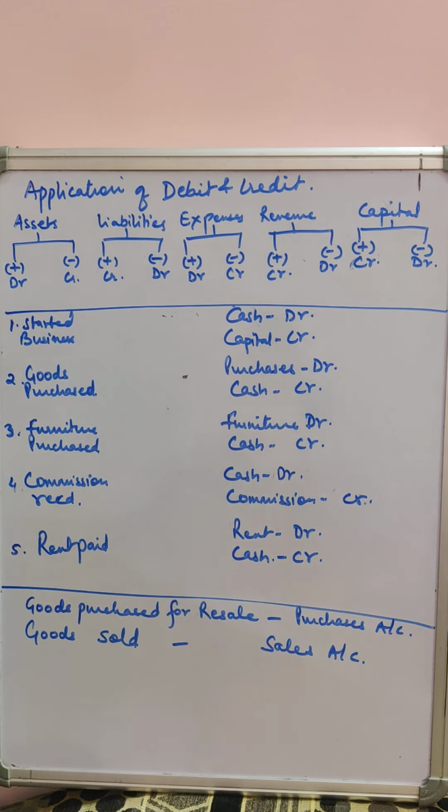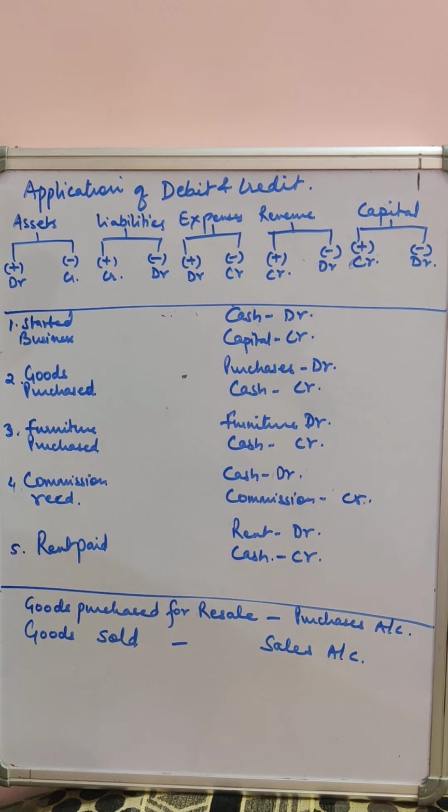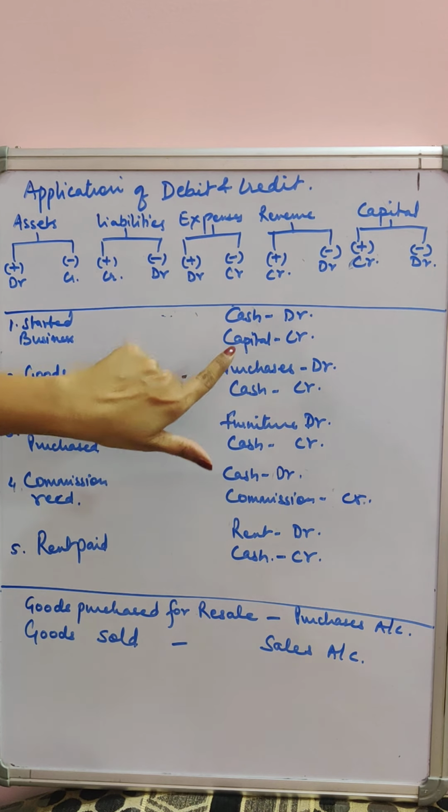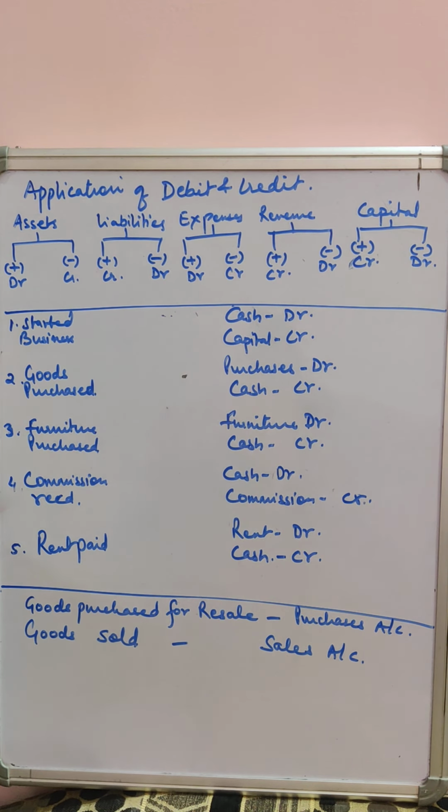So here I hope the first transaction is clear. When we have started business with cash, say rupees 50,000, it is going to increase your cash by 50,000. At the same time it is going to increase your capital by 50,000, and the rule for asset says that increase in asset will be debited and increase in capital will be credited.